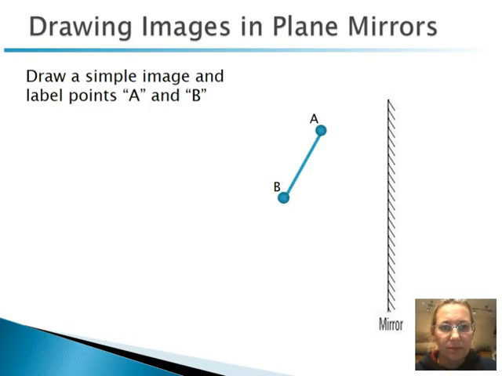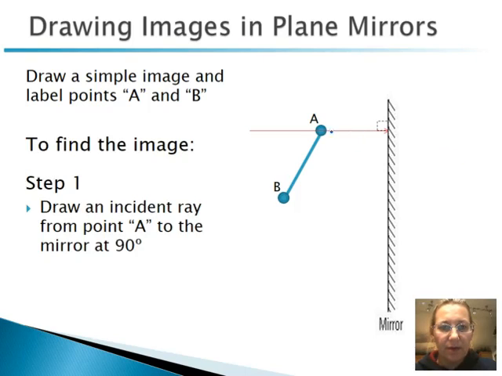Now, to find our image in the mirror, we have to start by first drawing an incident ray from point A to the mirror at a 90-degree angle. So there it is. There's our incident ray showing our 90-degree angle. Once we've done that, the law of reflection states that at any angle of incidence, it's going to come out at the same angle of reflection. Because it's 90 degrees, our reflected ray would come out exactly on top of our incident ray. So that's the first step.